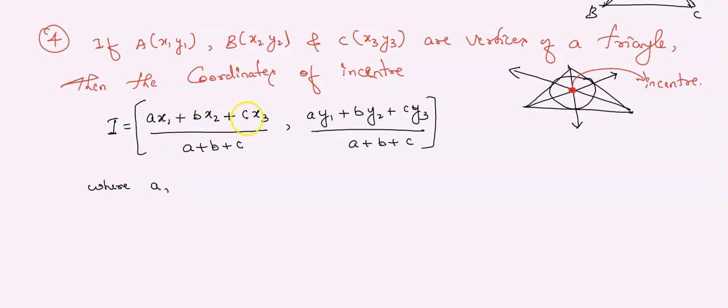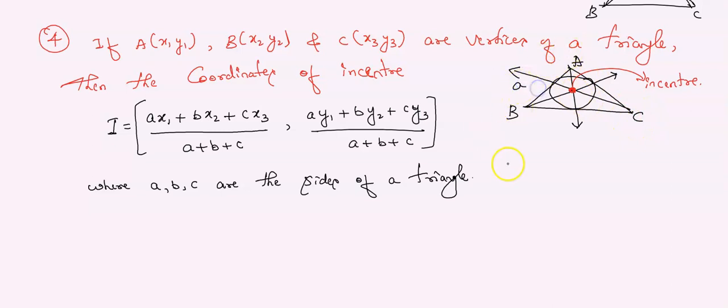We know x1, x2, x3 and y1, y2, y3 are the coordinates of A, B, C, correct? Then what is this a, b, c? Where a, b and c are the sides of a triangle. Do not worry, they will give you the sides. Side AB, side BC and side AC values will be given. Side BC is a, side CA is b, side AB is c. They will give these, and the coordinates of A, B, C are given. Just substitute in the formula.